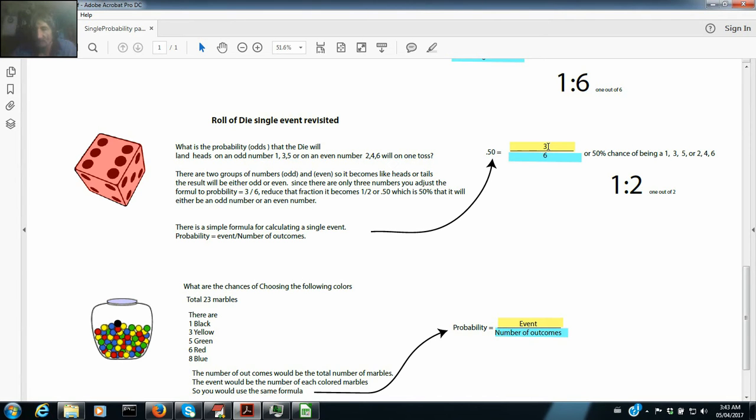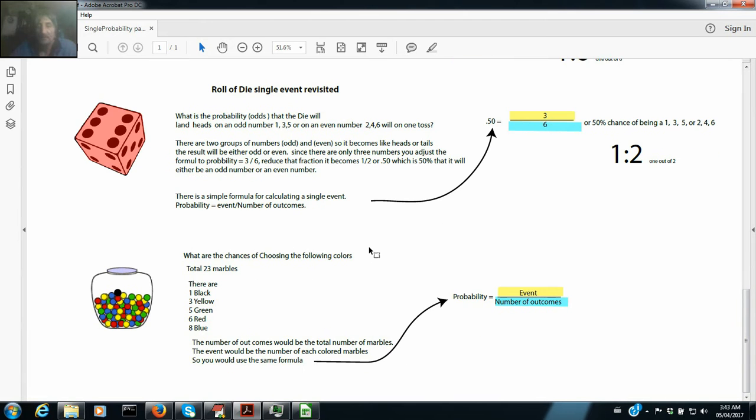And when you do the math, you do your division to find out your probabilities. Event over number of outcomes gives you 0.50, or that you have a 50% chance that you're either going to land on an odd number or an even number. Very much like the coin toss in that sense. So that gives you a 1 out of 2 ratio. Remember the formula. Event over number of outcome gives you probabilities.